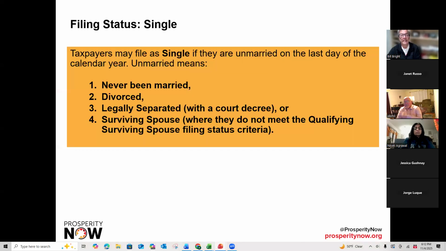Now, determining filing status. As I've said several times since we got started, 3/4 of our taxpayers are single. Taxpayers are single if they are unmarried on the last day of the calendar year, and unmarried means never been married, divorced, legally separated with a court decree, or a surviving spouse where they do not meet the qualifying surviving spouse criteria. That would mean there are no dependent children.